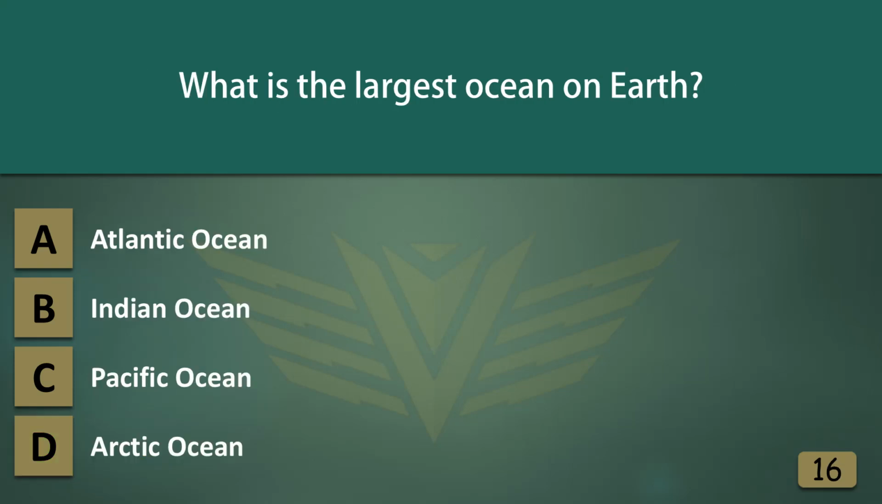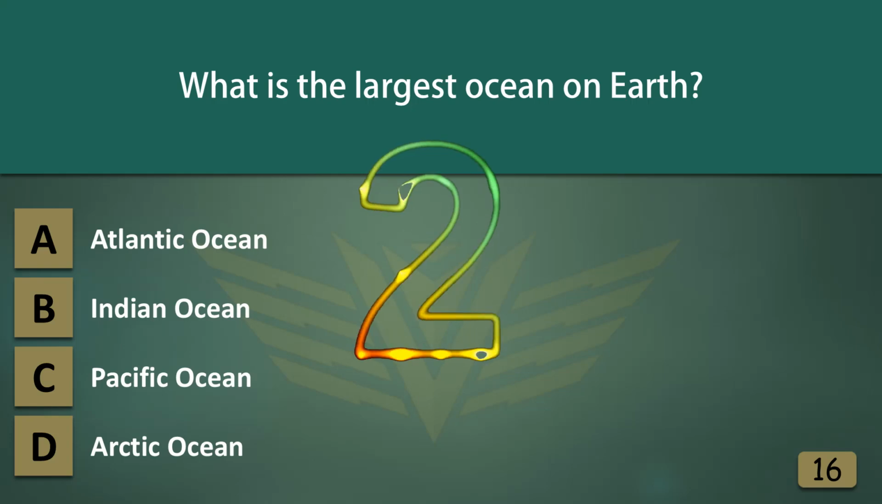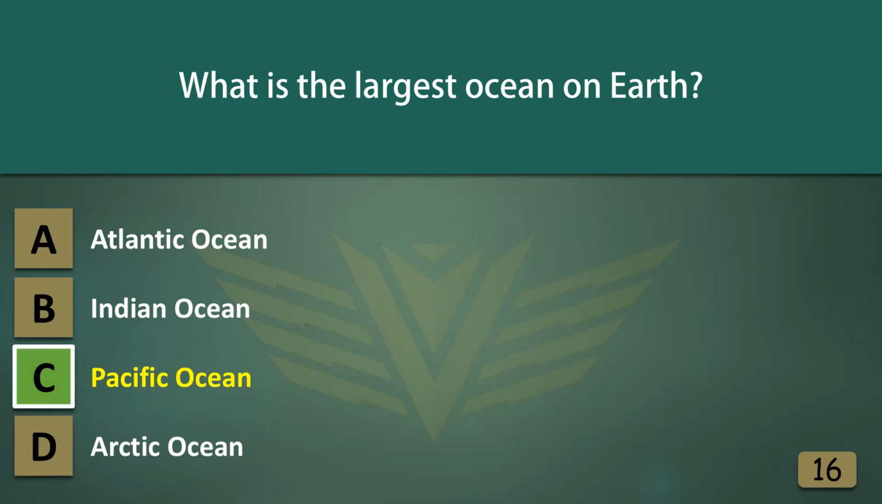What is the largest ocean on Earth? A. Atlantic Ocean. B. Indian Ocean. C. Pacific Ocean. D. Arctic Ocean. The correct answer is C. Pacific Ocean. The Pacific Ocean is the largest and deepest ocean on Earth, covering more than 60 million square miles.